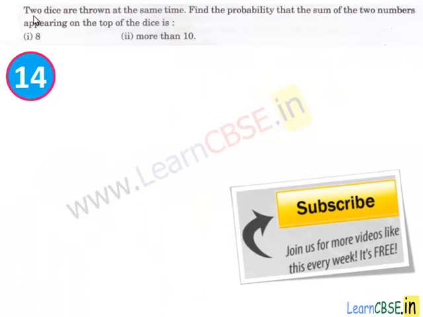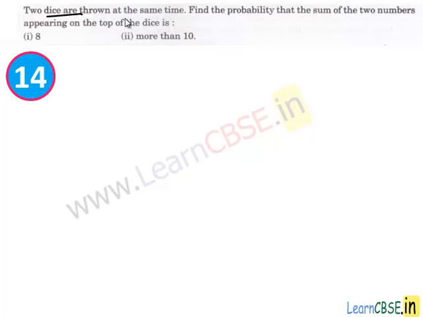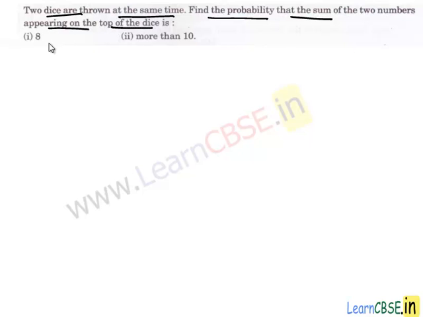Let's move to the next question. In this question, two dice are thrown at the same time, and we have to find the probability that the sum of the two numbers appearing on the dice is 8. In the second question, we have to find the probability that the sum of the two numbers appearing on the top of the dice is more than 10. So let's work out the problem.